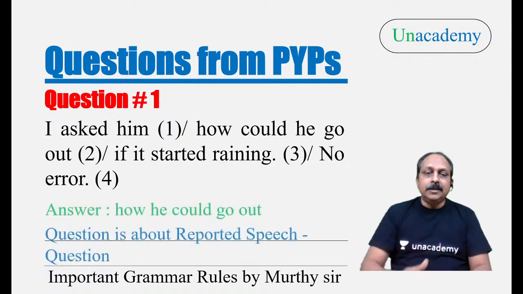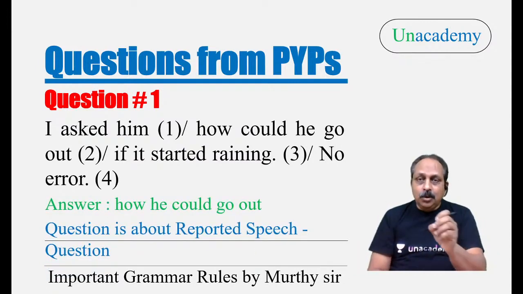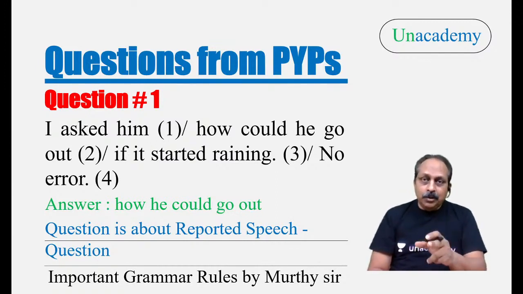What is the correct sentence? "How he could go out?" or "How could he go out?" "How could he go out?" is interrogative. Wrong. "How he could go out?" That is affirmative. That is correct.